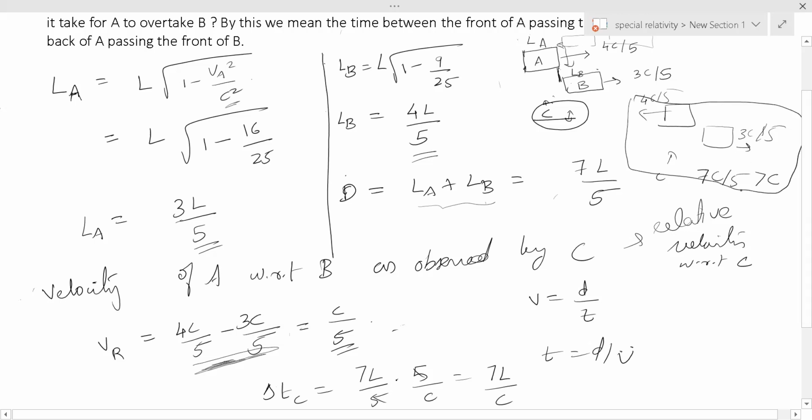And this is greater than C, and this is allowed. It's not the velocity of any object, it's just the relative velocity as observed by some other observer. I hope this is clear. Is this fine? Any questions?